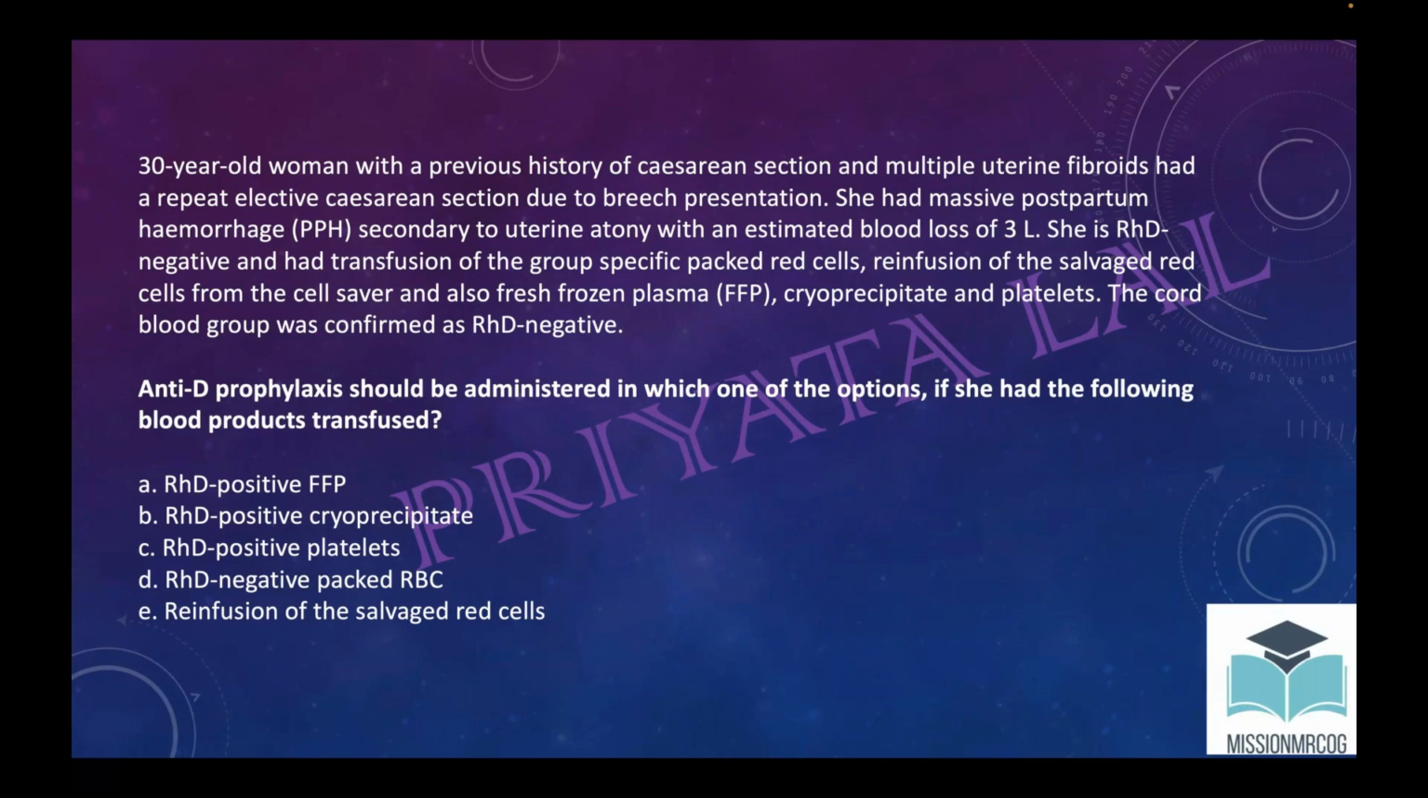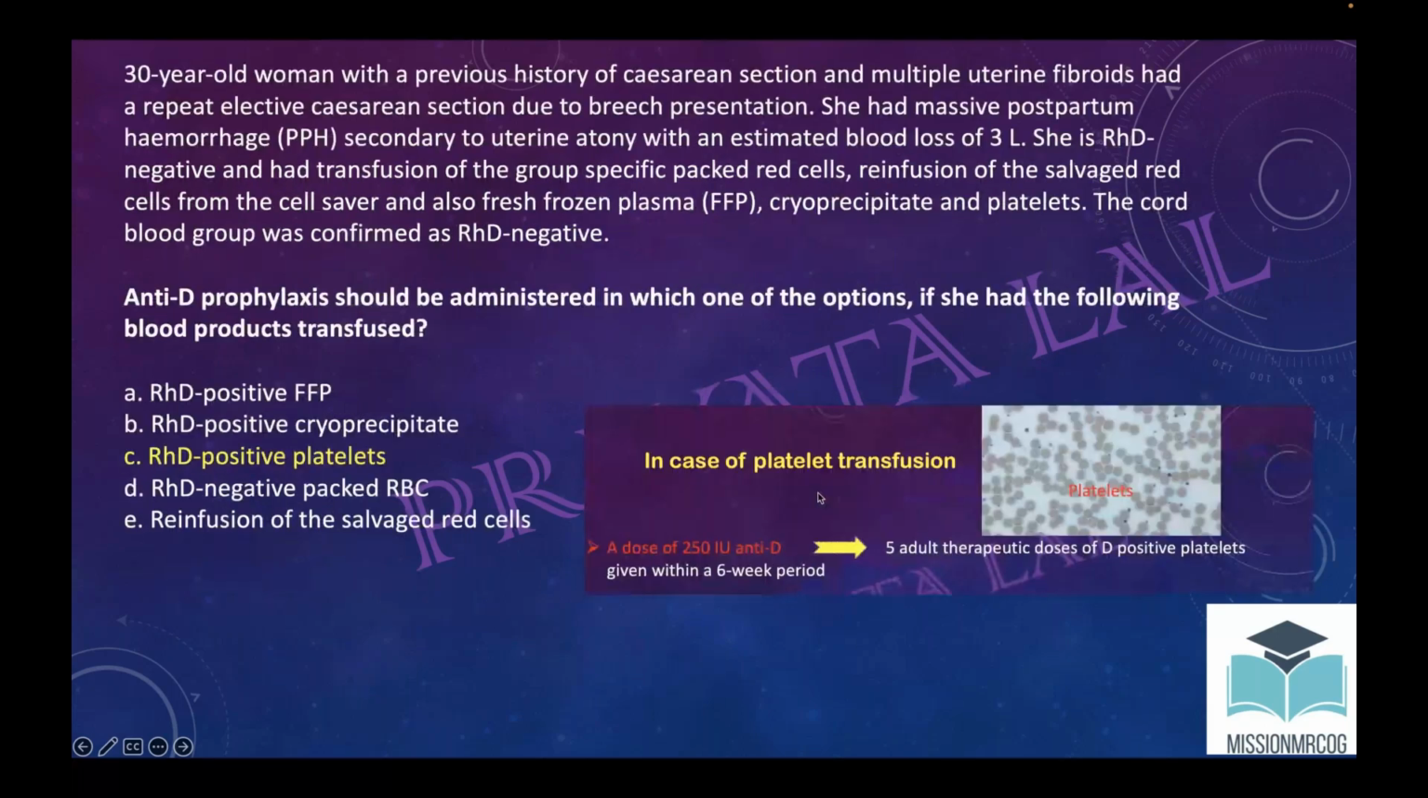Yes, it is C. So we already know that if Rh positive platelets are given, then for 5 adult doses, 250 international units are to be given.